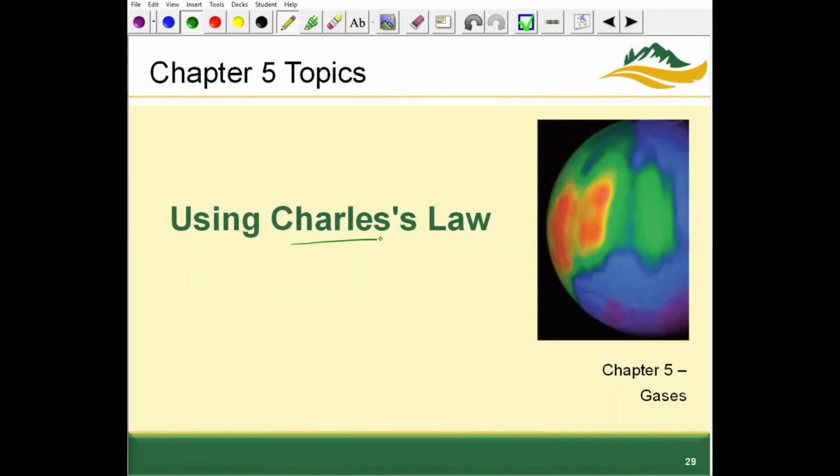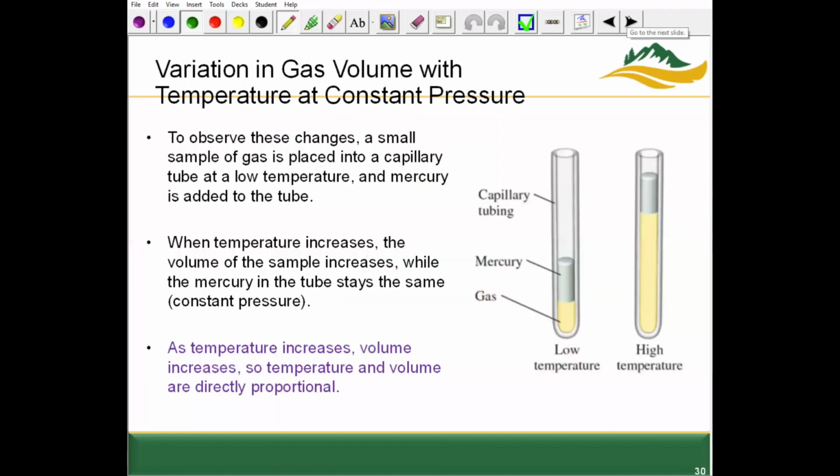Next, we're going to use Charles's law. In Charles's law, we are connecting the gas volume with a temperature. Again, as we get into the ideal gas law more, you'll see why it's important that this is at constant pressure and constant number of moles of gas, or constant amount of gas.